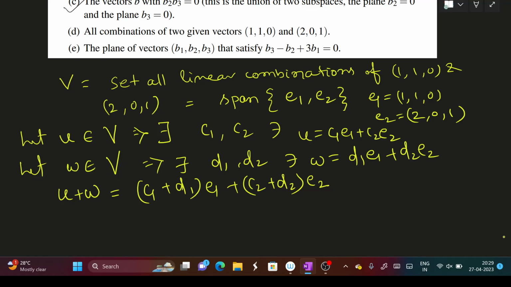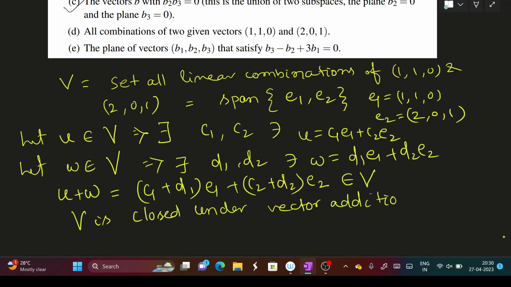Any vector which can be represented as a linear combination of E1 and E2 belongs to my V. So this vector belongs to V. As two arbitrarily selected vectors, their addition is in V. So I can say that V is closed under vector addition.